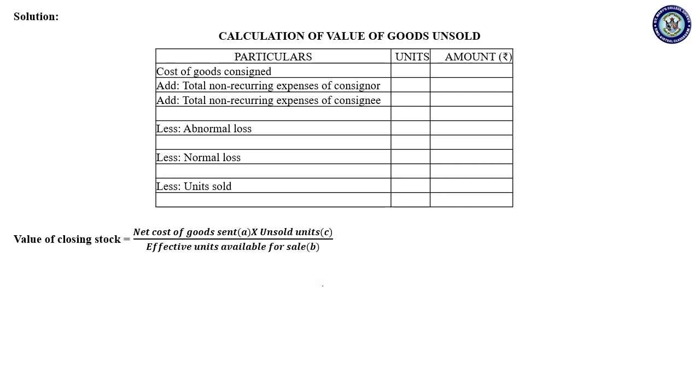First thing you have to take the cost of goods. 1500 kg has been consigned at the cost of 2,50,000. So it is the cost of goods consigned.